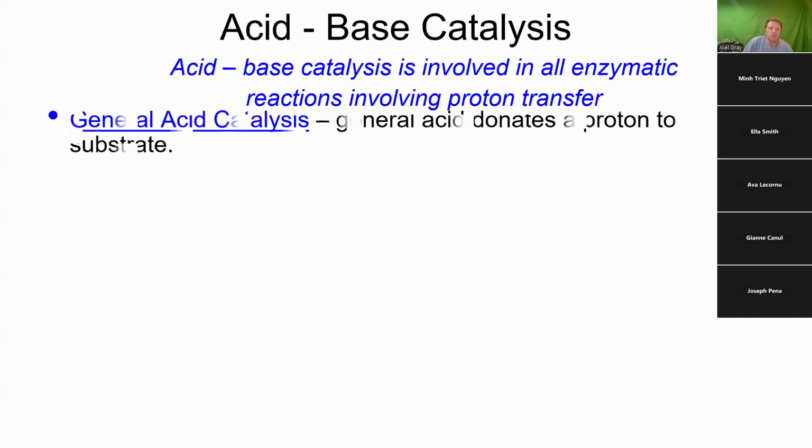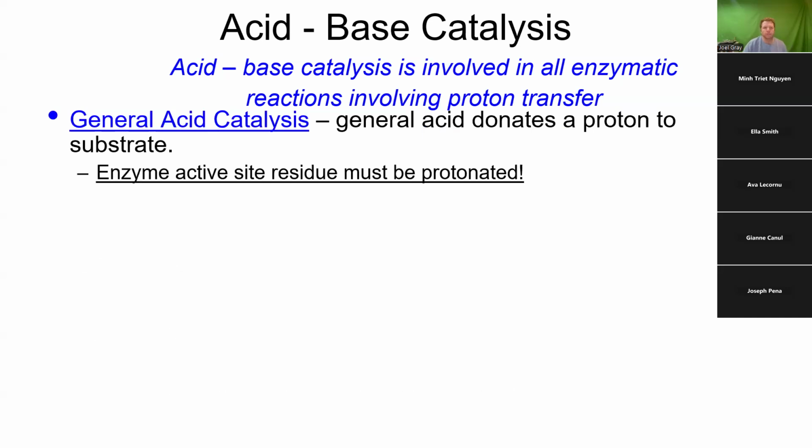Now, general acid catalysis. In general acid catalysis, a general acid donates a proton to a substrate. So think about that as we know about the enzyme active site. Those are the amino acid residues that are present and that are involved in actually catalyzing the reaction.